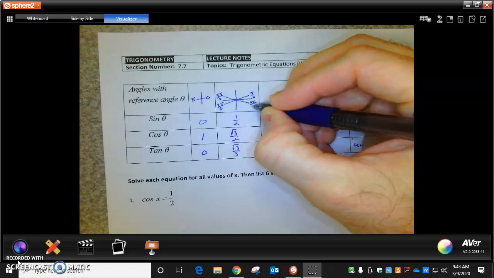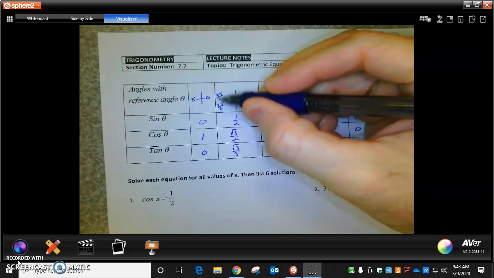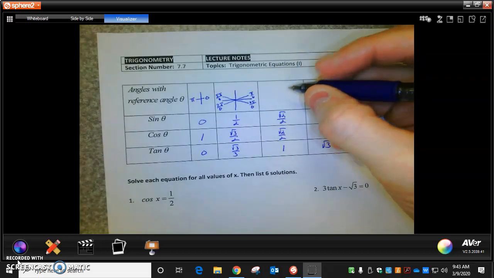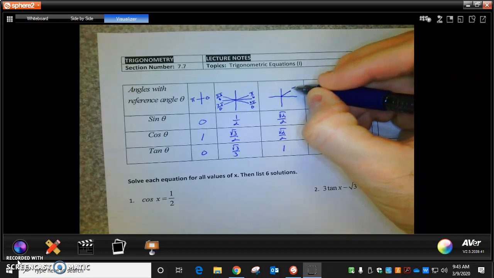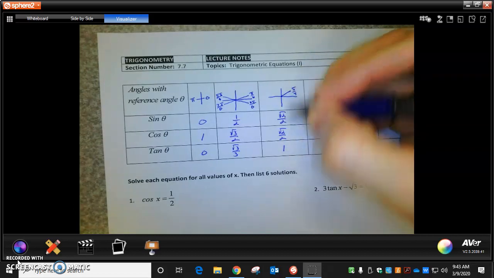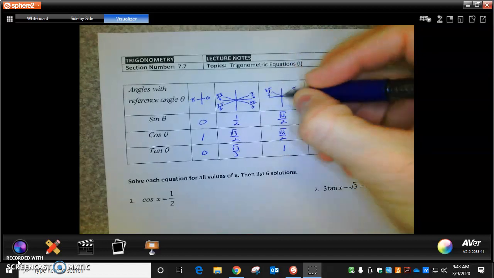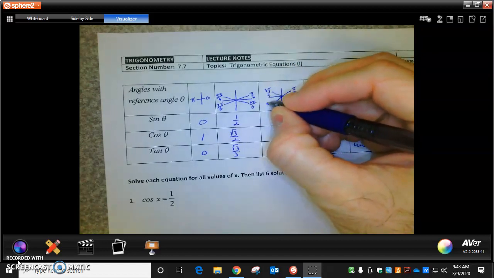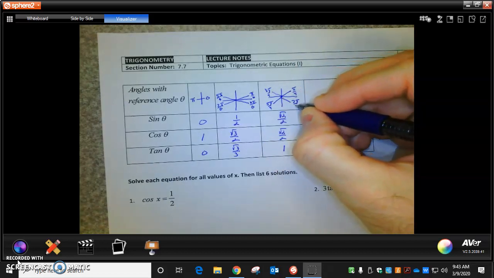Now, maybe you don't need all these. Maybe just having the pi over 6 there, you're good enough at doing these in your head, but I'm going to draw them down so you have them visually. This is the pi over 4 row, but then this would be 3 pi over 4. This would be 5 pi over 4, and 7 pi over 4.